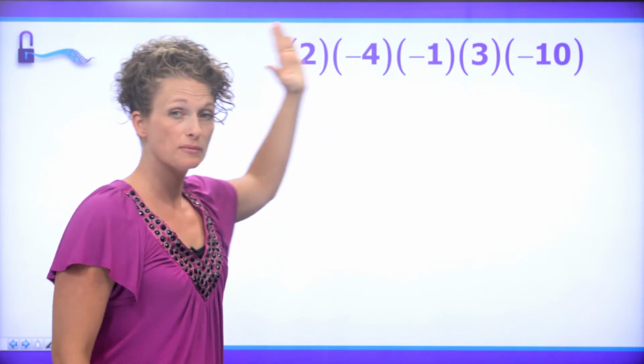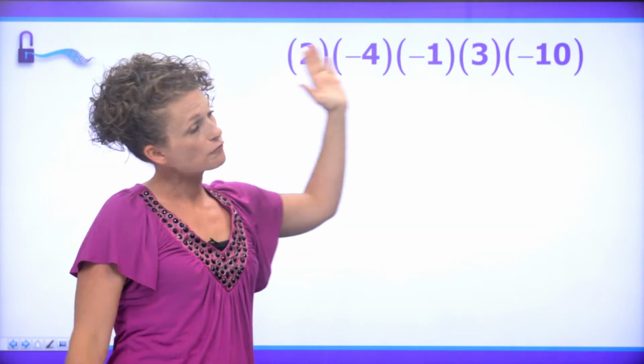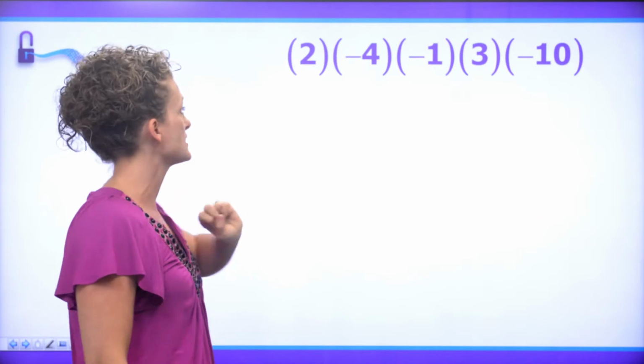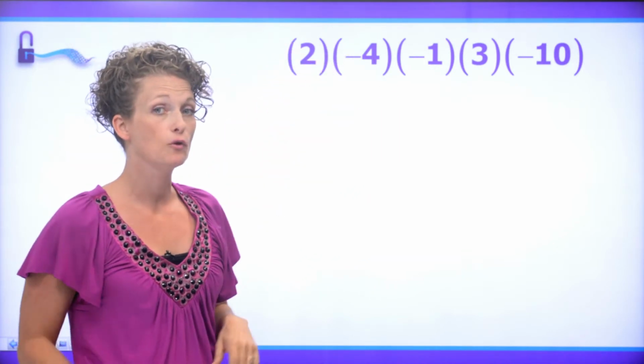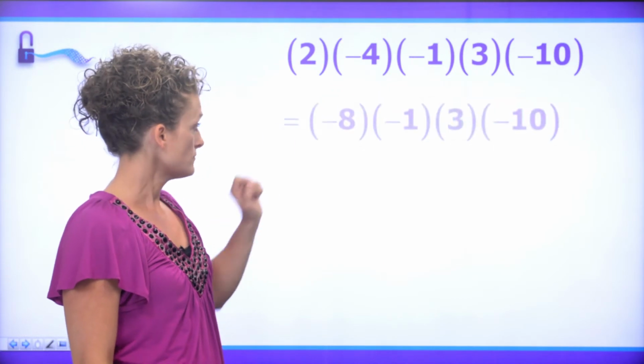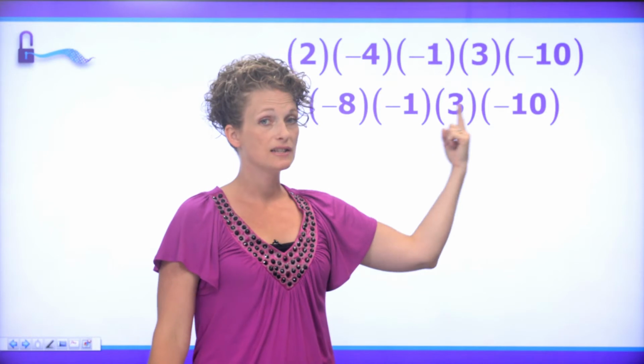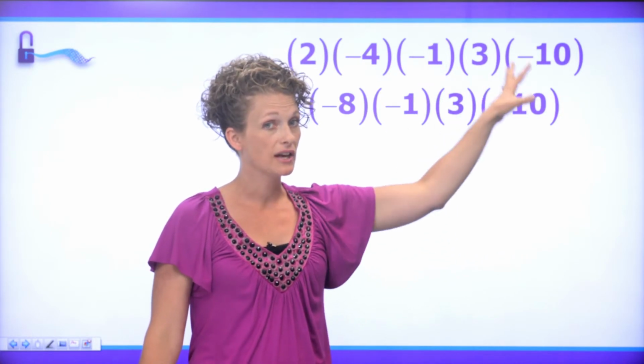So I'm going to read from left to right. Remember, math is its own language, just like reading a book. I'm going to go from left to right, do 2 parentheses at a time. So 2 times negative 4, positive times a negative is going to give me a negative. So I have 2 times negative 4 is a negative 8. Notice I simply rewrote everything else.